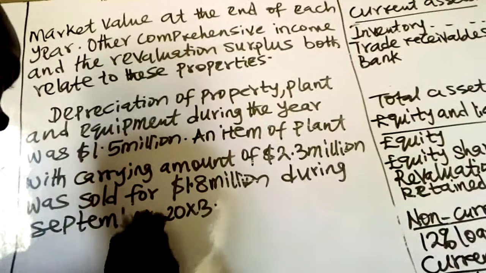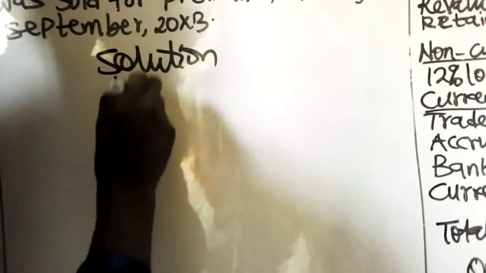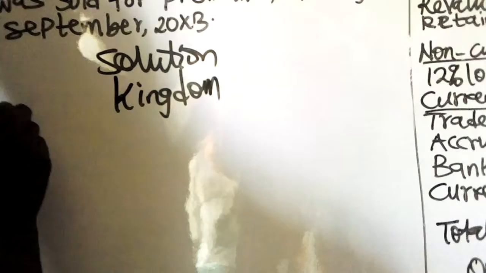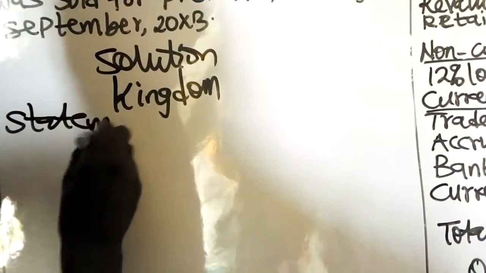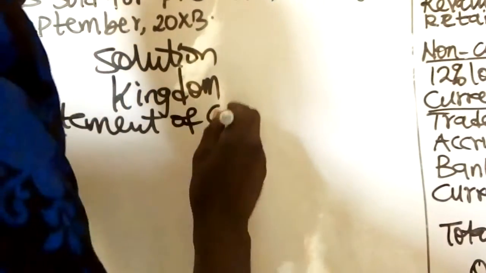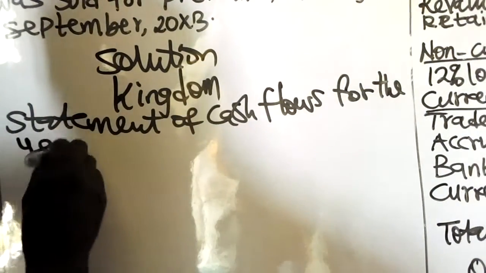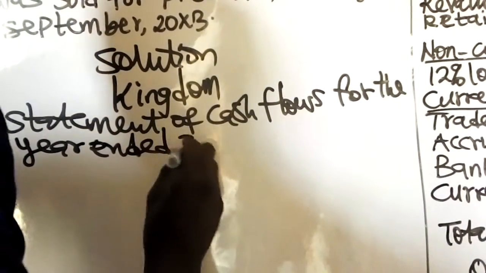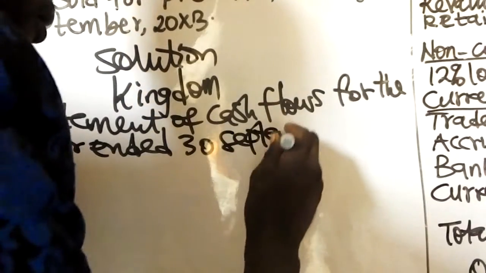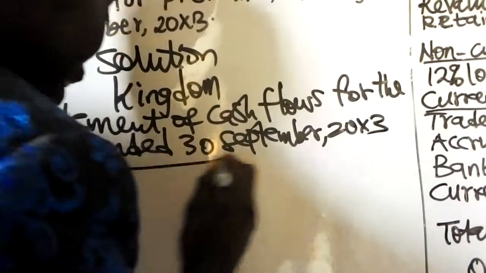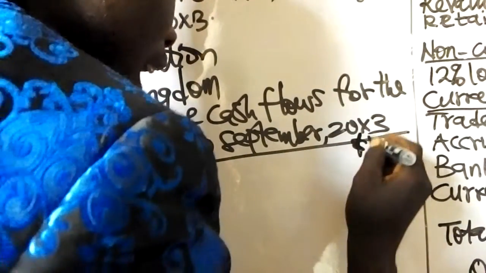Solution. The name of the entity is Kingdom. You are to prepare statement of cash flows for the year ended 30 September 2023 using indirect method. Have dollar and triple zeros.